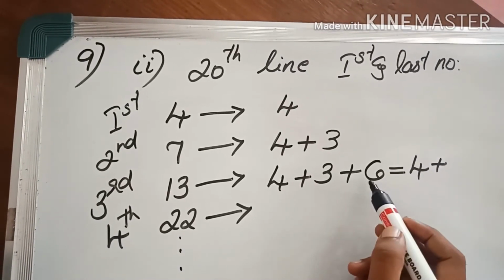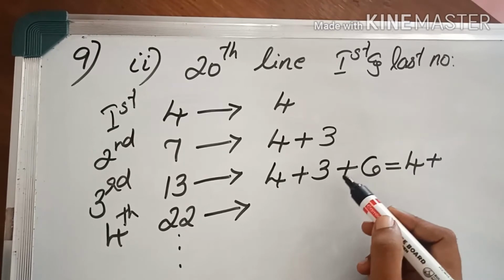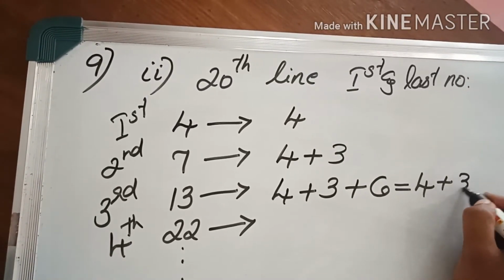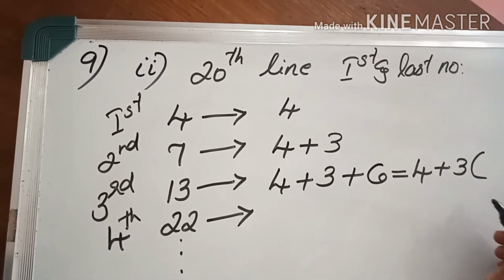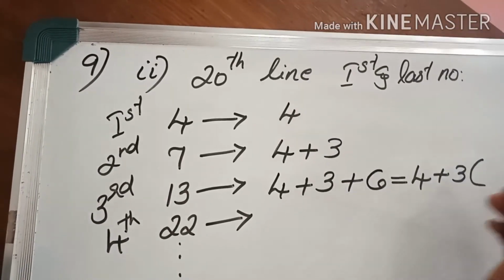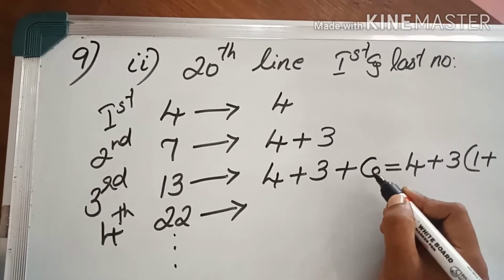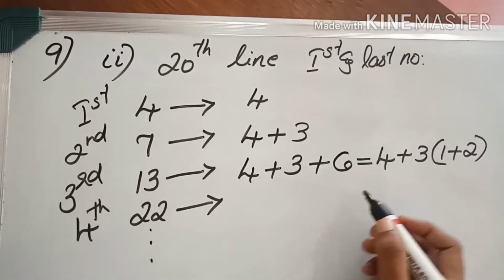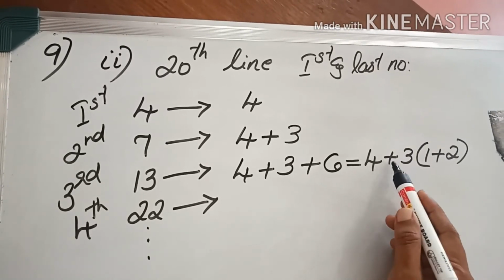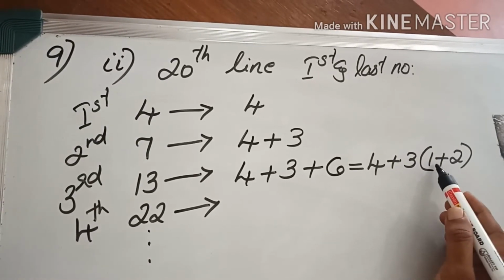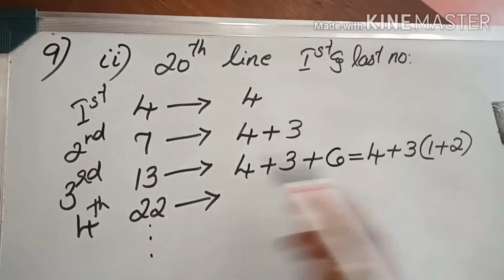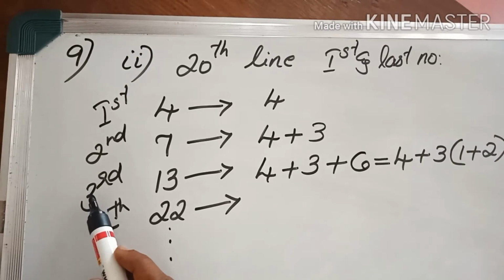Now 3 plus 6: you can see these two numbers are multiples of 3. So we can take 3 as a common factor, the common difference 3. In 3 there is 1 three, and in 6 there are 2 threes. So 4 plus 3 into (1 plus 2). That is, the starting number plus the common difference into (1 plus 2). Here we are adding the first two natural numbers, because it is the third line.